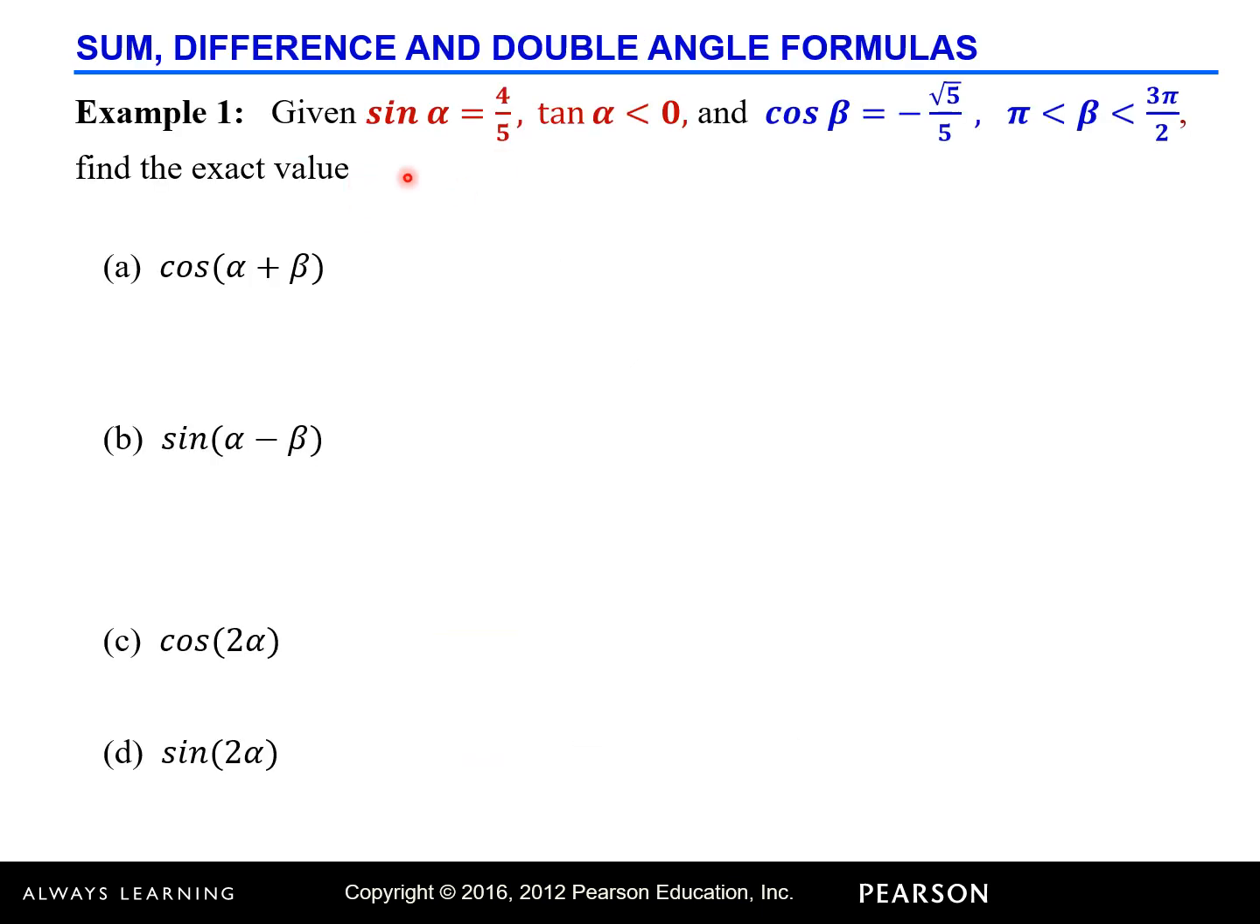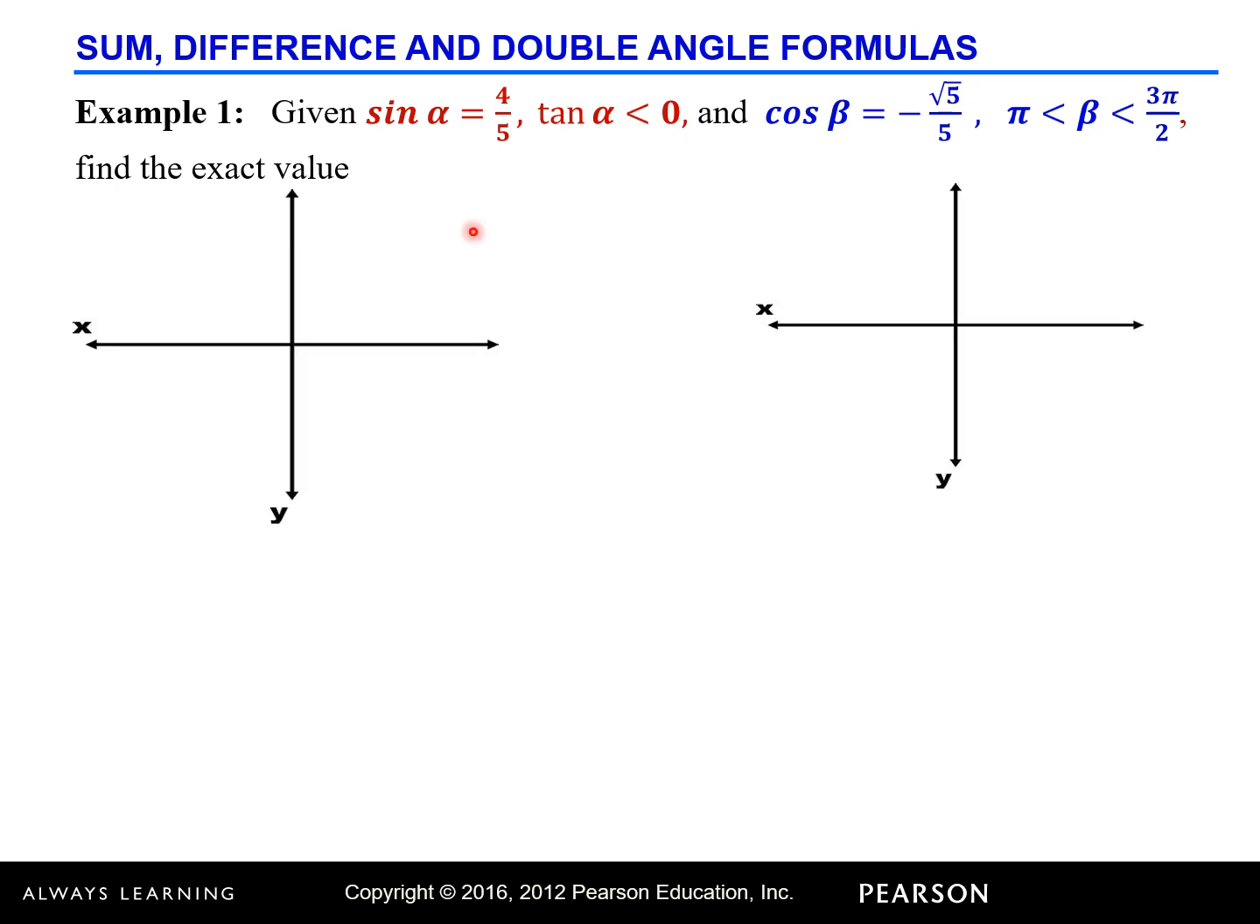For this example, we can see two angles, alpha and beta. The condition for alpha is that sine alpha is equal to 4 over 5, where tangent alpha is less than 0. And cosine beta is equal to negative square root of 5 over 5, where beta is between pi and 3 pi over 2. Then, our aim here is to find the exact value of the following trigonometric functions. The first one is the sum angle formula for cosine. The second one is the difference angle formula for sine. The third one is the double angle for cosine. And the last one is the double angle for sine.